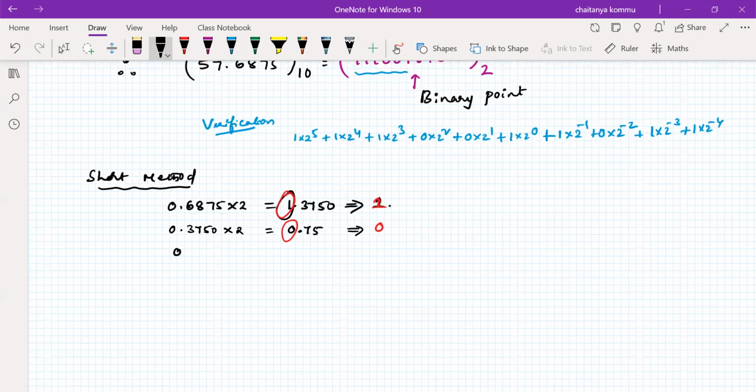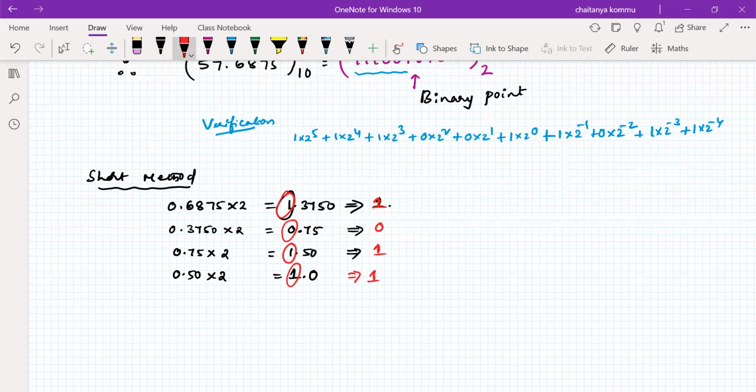Again, 0.75 is multiplied with 2. What will you get there? 1.50. So the integer part is 1, which will be the answer. What about the remaining part? 0.50 is multiplied with 2. What will you get? 1.0. So this is 0, and 1 will be accepted. We have to read from bottom to top. Therefore, 1011 will be the binary fraction of this.